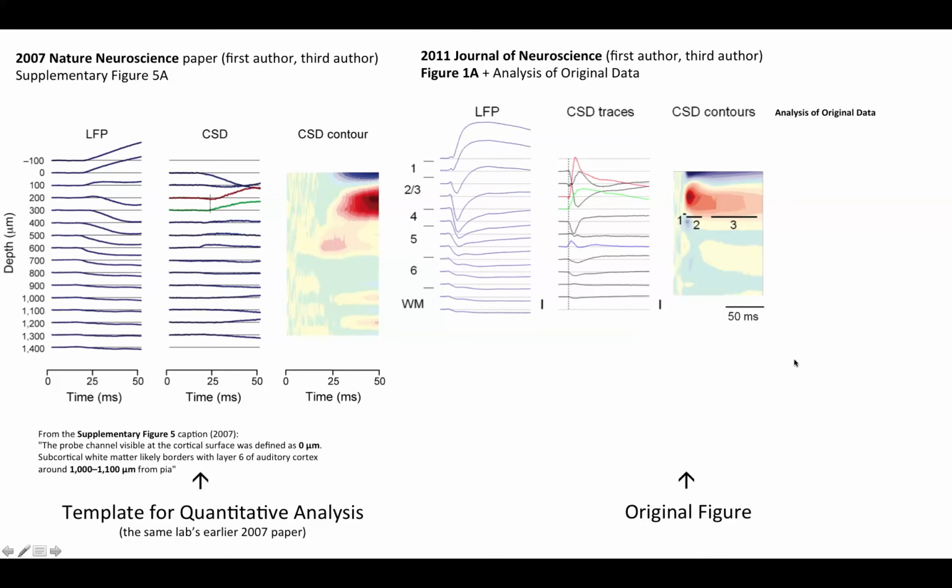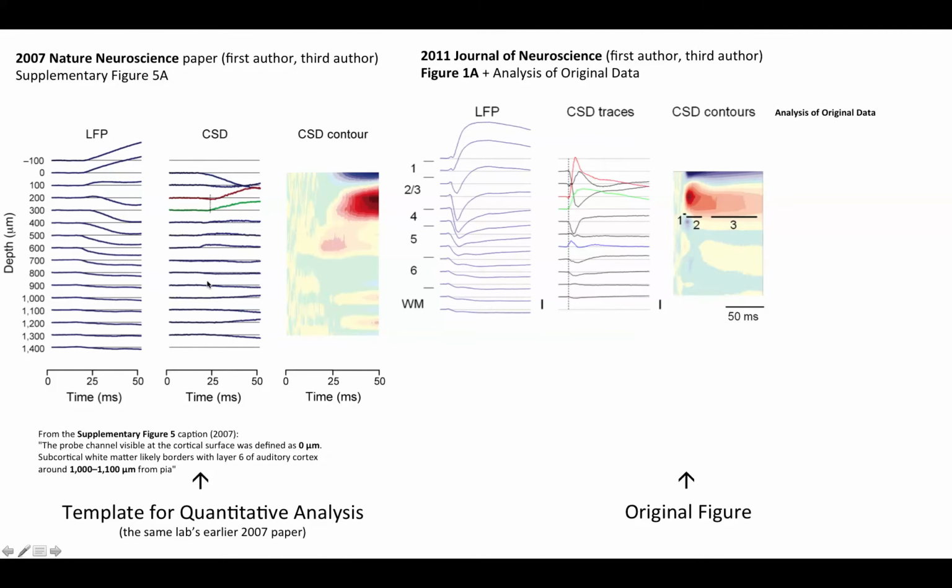Now, what I'm going to do throughout this entire presentation is I'm going to use a figure from a paper from the same lab from 2007. So this is the lab's 2007 Nature Neuroscience paper by the exact same authors.